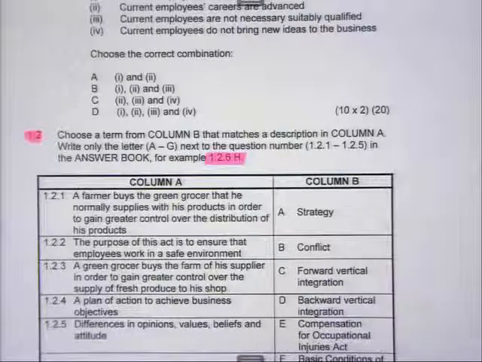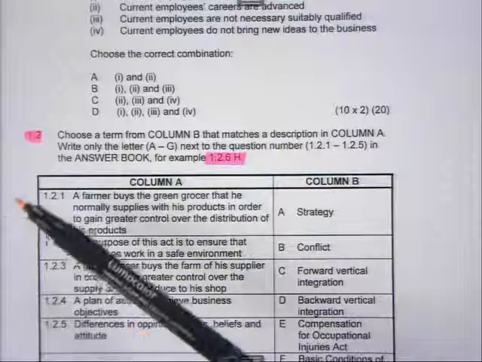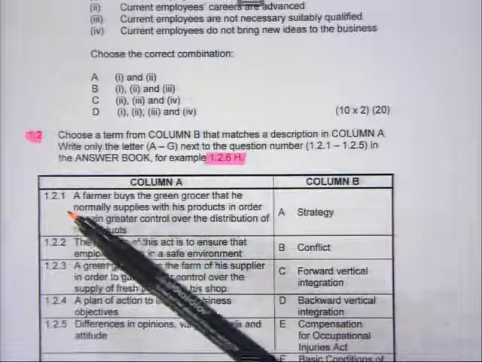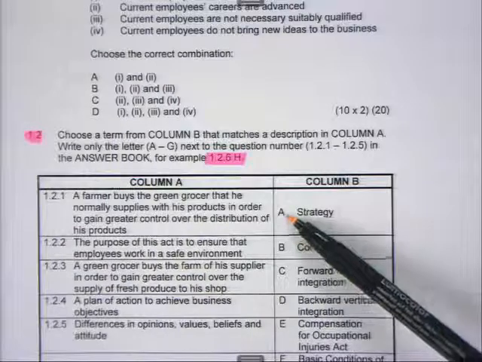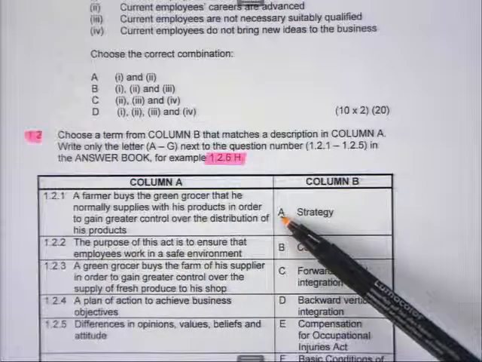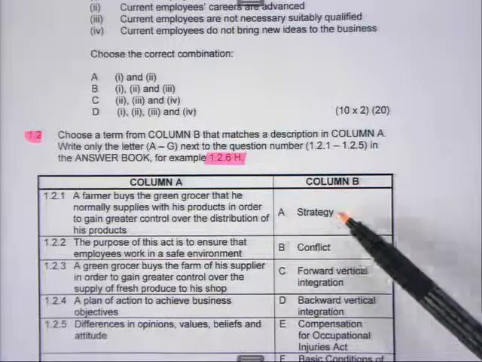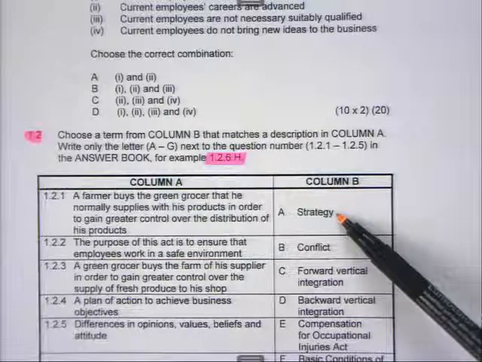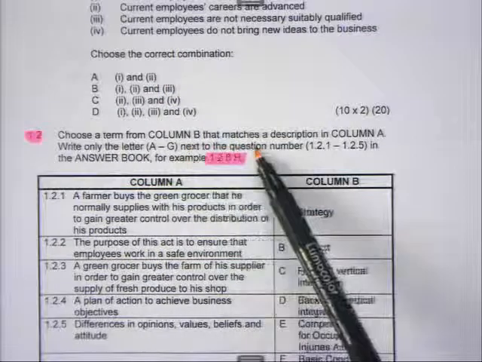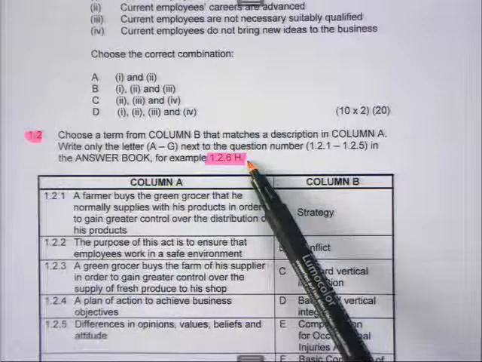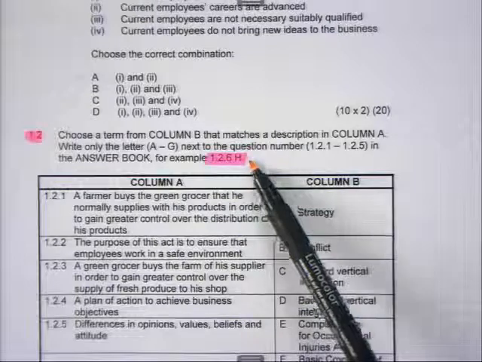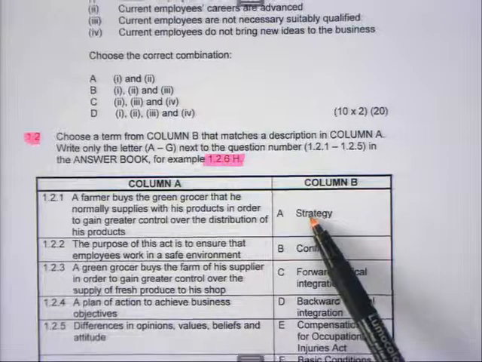So even here, we are also expecting candidates to write, for example, 1.2.1, the correct answer A, if the correct answer is A. If a candidate decides to write 1.2.1 and then write strategy, that candidate should be penalized, because that candidate is not adhering to this instruction. We are already enforcing this, because at the end of the year, you get penalized for that. So teachers, I hope you are listening carefully. Those candidates have to be penalized for that.